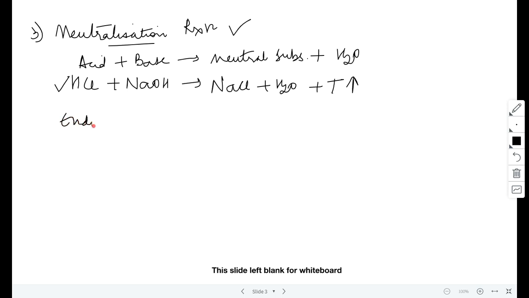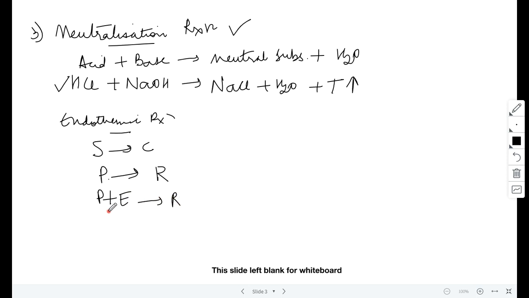Coming to the endothermic reaction. In an endothermic reaction, the thermal energy is transferred from the surroundings to the chemicals. That means from the products it is going back to the reactants. So for that the products have to absorb energy, right? So what will happen?